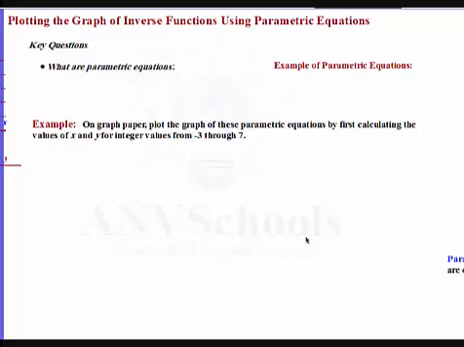In this lecture video, I'm going to teach you how to plot the graph of inverse functions using parametric equations. But first of all, the key question here is, what are parametric equations? At the same time, how are parametric equations being dealt with in terms of your grapher? Now remember, your grapher has a parametric mode in it. And all you have to do is to click on that Y menu, and I will show you how to do it later on.